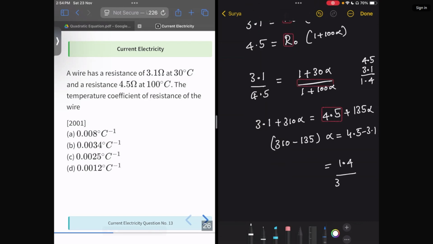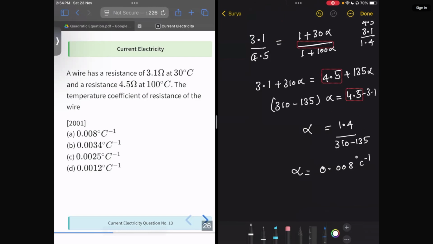Divided by 310 minus 135. So alpha, if you simplify this, we will get 0.08 degrees per centigrade. So the temperature coefficient of resistance will be option A.